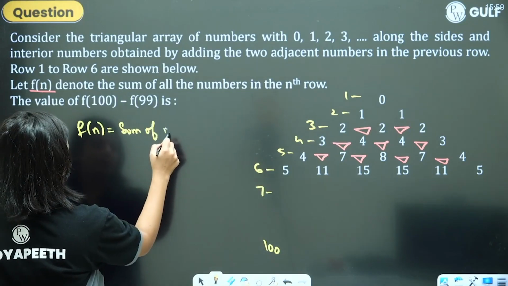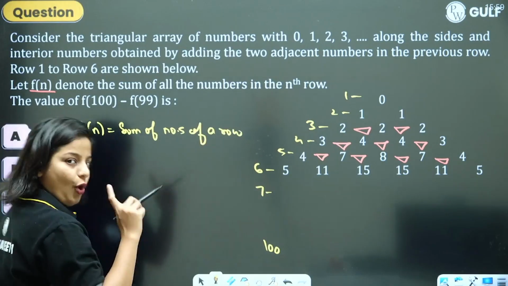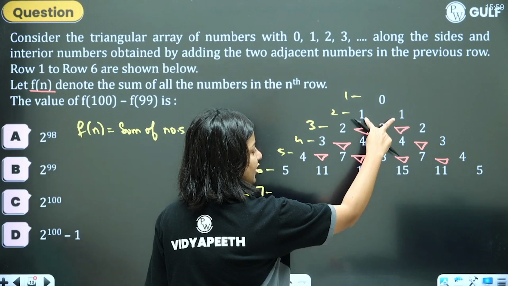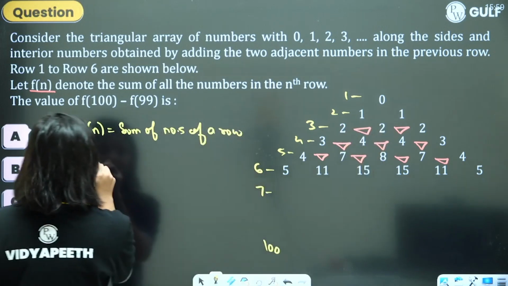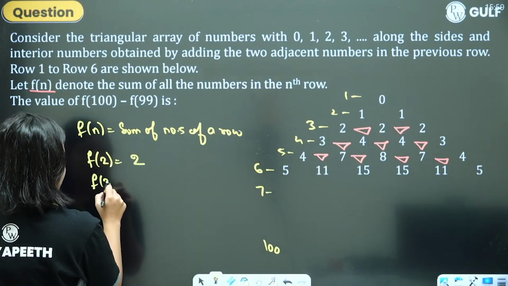Sum of numbers of a row. Observe, kids. It's all about observation, as I said. 1 plus 1, 2. What is f of 2? 2. What is f of 3?